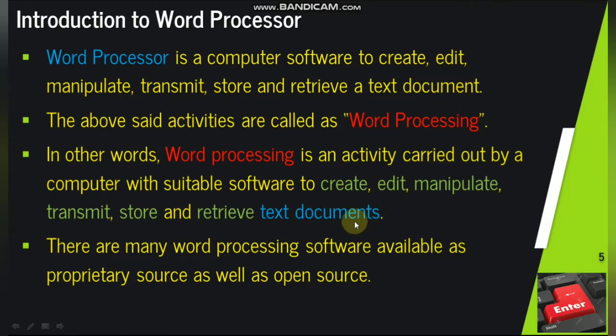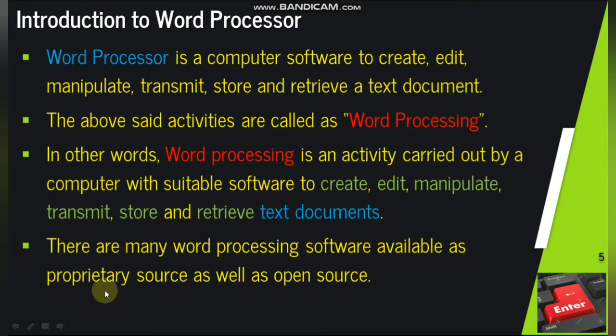Alright, for example, nowadays we are making use of MS Word. MS Word or MS Office is an office suite. In your textbook they have given another office suite which is called Open Office. There are many word processing softwares available as proprietary software as well as open source software.